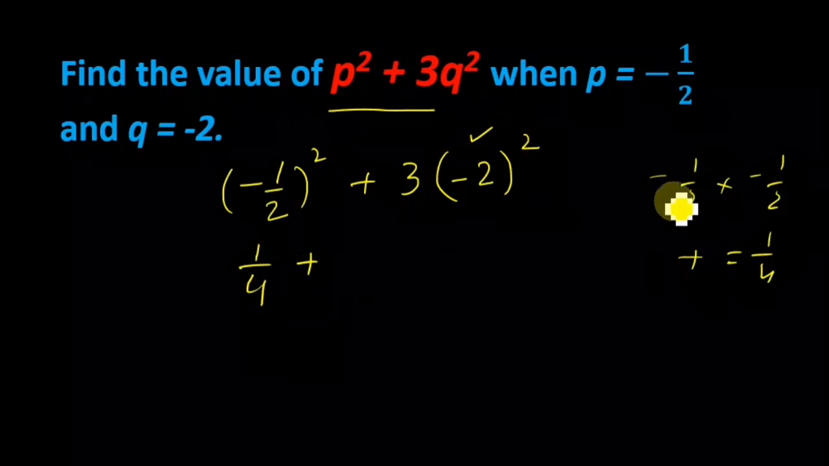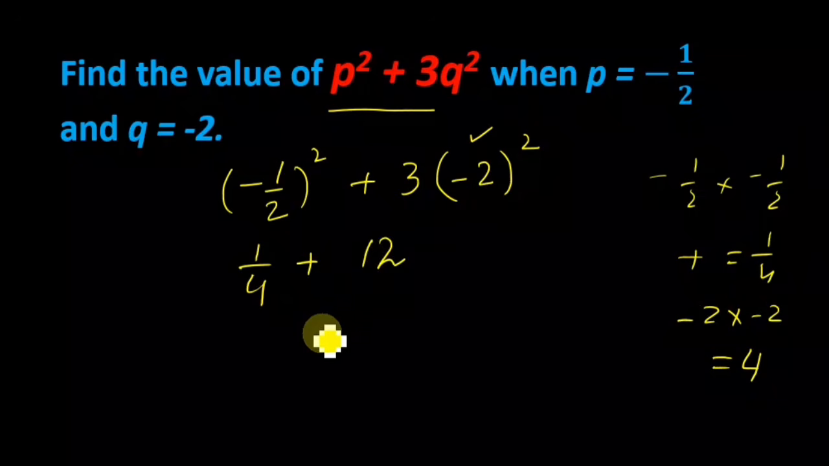So minus 1 over 2 into minus 1 over 2 is equal to 1 over 4. Similarly, minus 2 into minus 2 equals plus 4. Minus multiplied by minus is equal to plus. So 3 fours are 12.